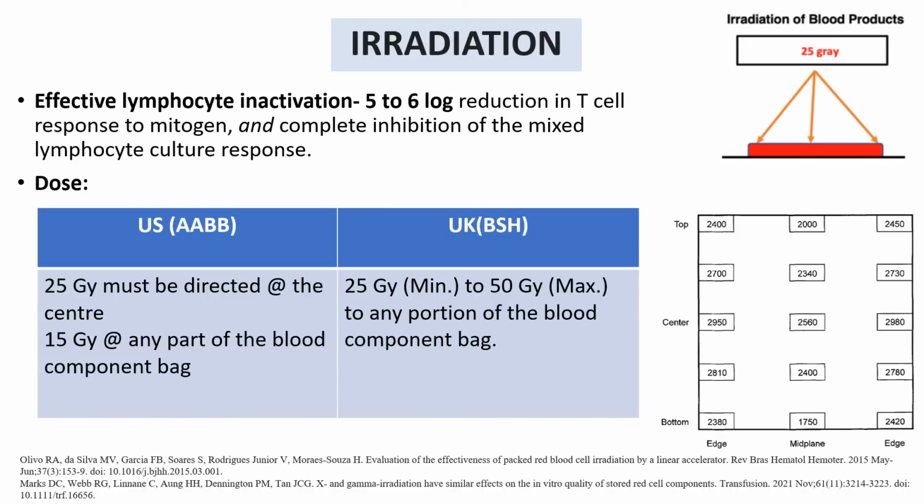According to the US guidelines, AABB, 25 gray must be directed at the center and 15 gray at any other part of the blood bag. According to the British guidelines, a minimum of 25 gray to a maximum of 50 gray is given to every portion of the blood component bag, never exceeding 50 gray.